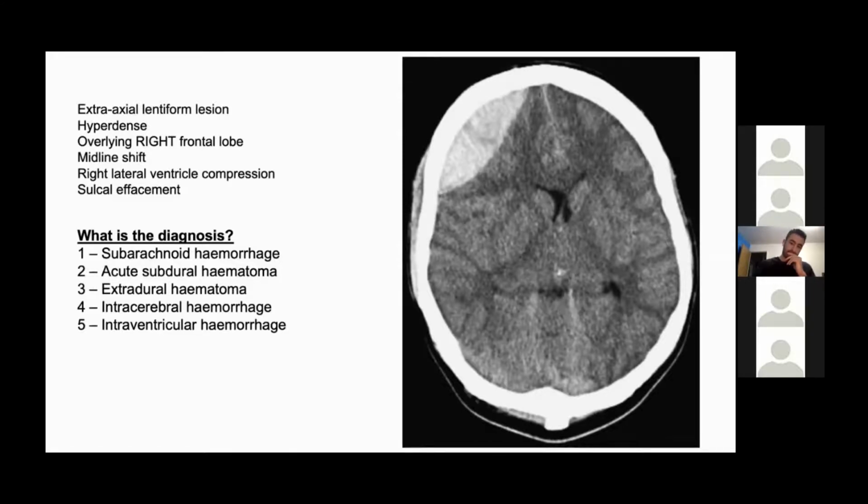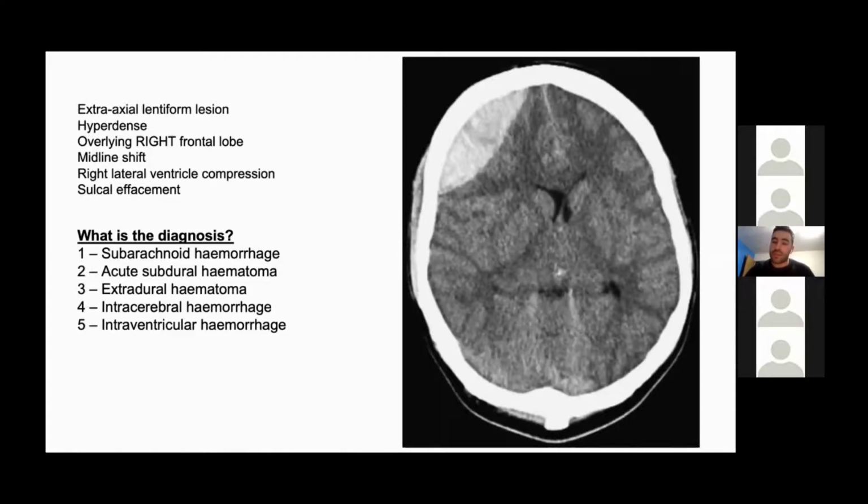Good. Yeah, so most people got it right. It's an extradural hematoma, okay? And the reason this is an extradural hematoma, well, very acute injury. It's very hyperdense. So the fact that it's hyperdense indicates that it's very acute blood, and it's lentiform in shape.